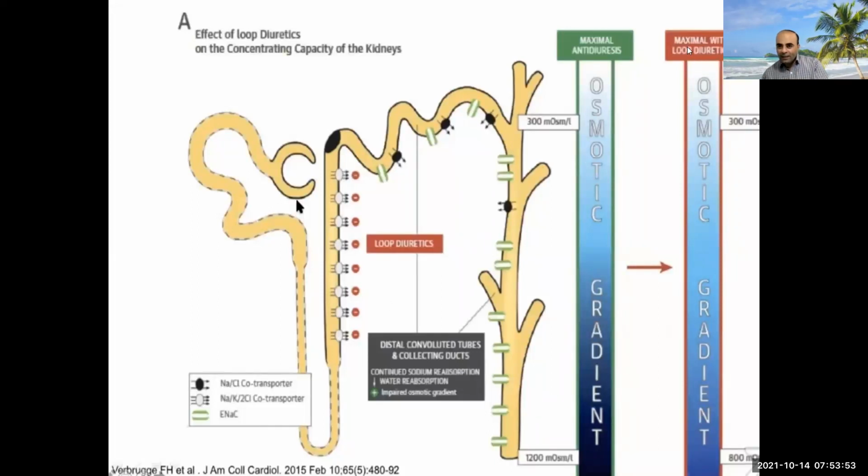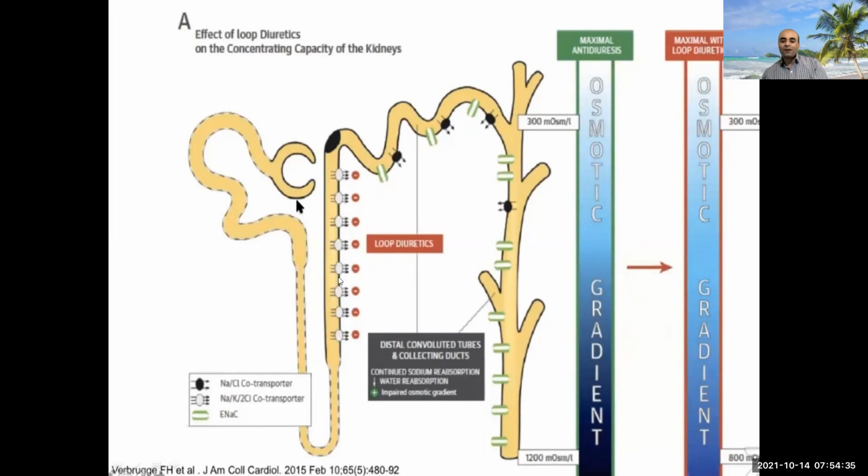Why loop diuretic here? In a normal person, all the problem is the medullary interstitial osmotic gradient. This is the main player for this mechanism. In a normal person, the osmotic gradient increases from 300 to 1,200, a difference of around 900. With a loop diuretic, from 300 it will only go to 800, a difference of around 500. What is happening here?